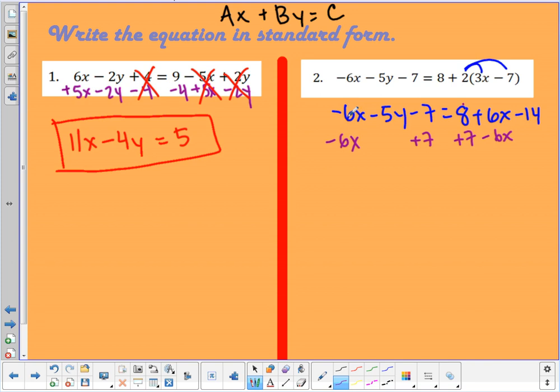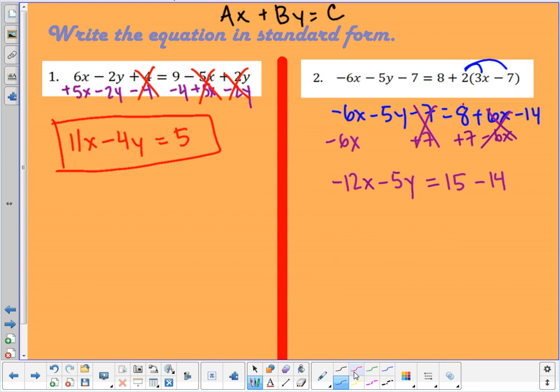So I have negative 6x minus 6x, which is negative 12x. I still have that minus 5y. I haven't done anything to that. And then the 7's are gone, which is what I wanted. On the right, the 6x minus 6x is gone, which is good. And then I have 15 minus 14.